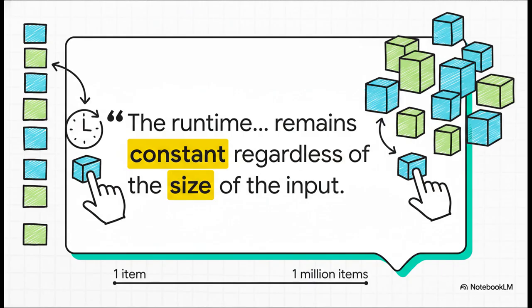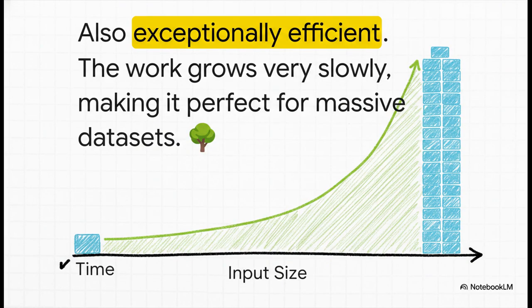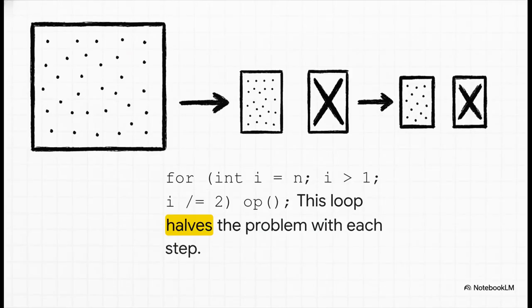Next up is O(log n), or logarithmic time. This one is also incredibly efficient, and it's a real lifesaver when you're working with gigantic datasets. The secret sauce for logarithmic algorithms is that they work by cutting the problem in half over and over again.